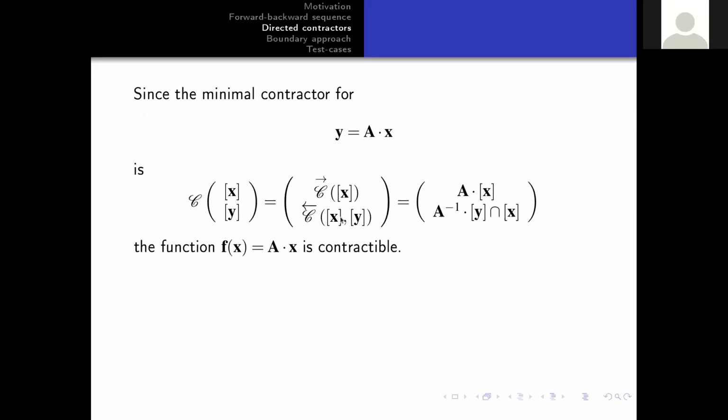And due to A is not an interval, it is known exactly. And in this case, we can see that f given by this product is contractible. Okay, because I have the minimal contractor. I have many minimal contractors, but this one will be used later. That is why I give it here. So if you have any question, don't hesitate.